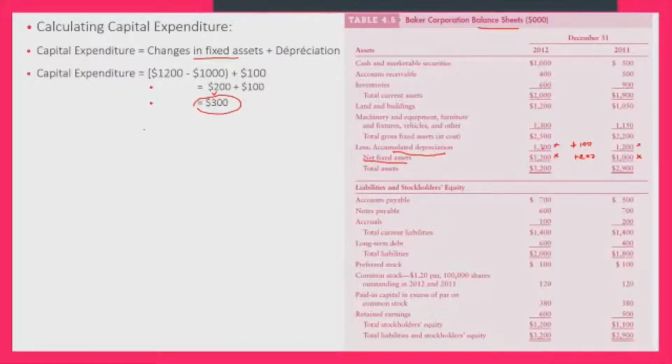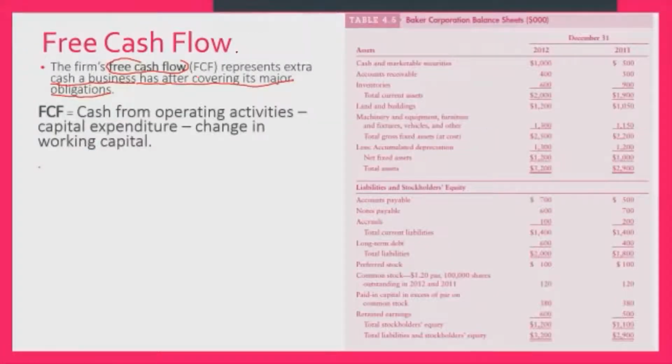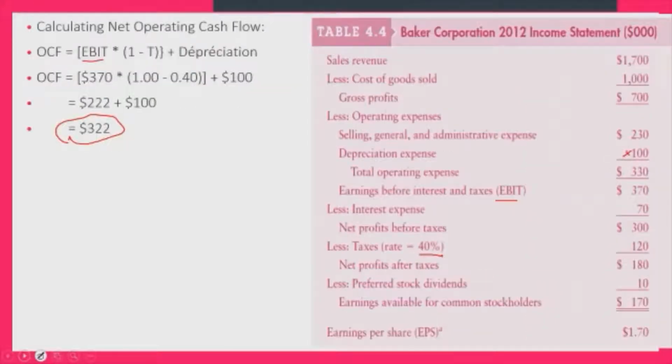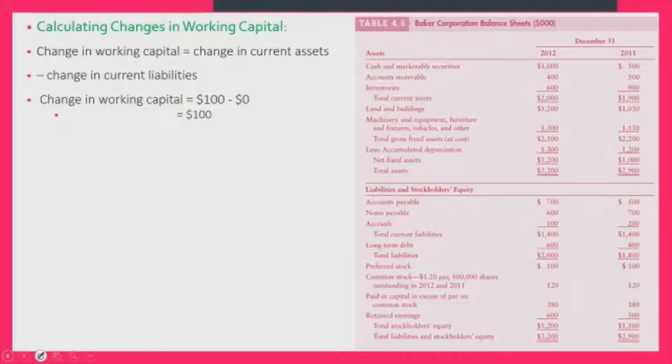So we have come to the third part. Let's just review. We have cash from operating activities, which we've calculated. We have capital expenditure, which just means how much the firm needs to cater for its capital expenditure. And changes in working capital. Now, working capital is the difference between its current assets and its current liabilities, which are the short-term obligations. So what is this working capital amount?